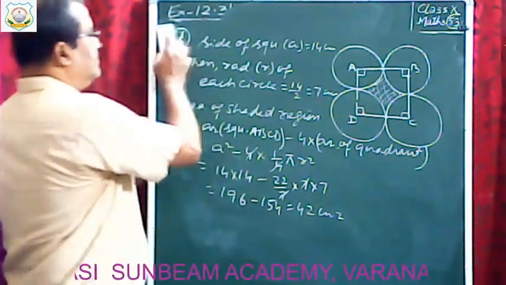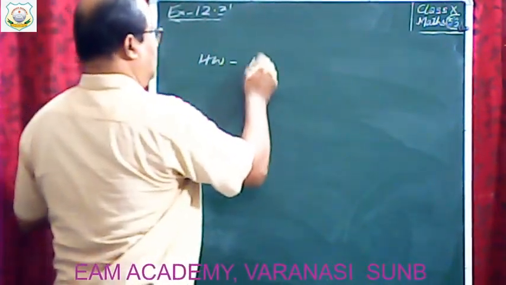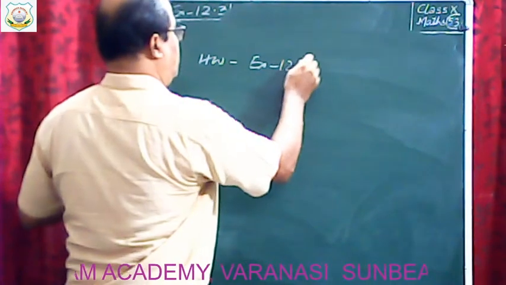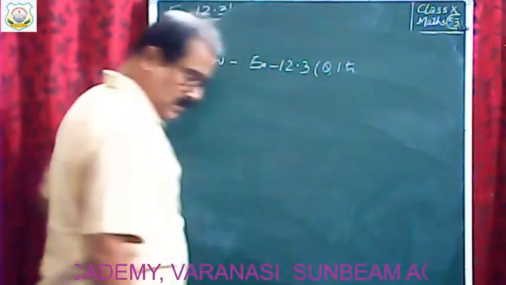Let's see your homework. Exercise 12.3. Questions number 1 to how much have you done? 8, 7.